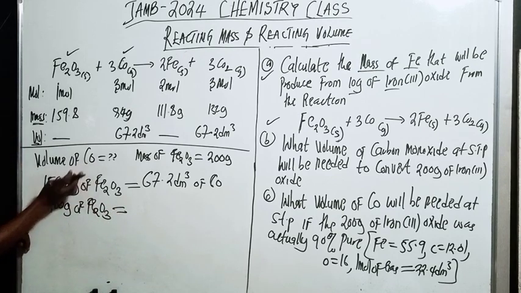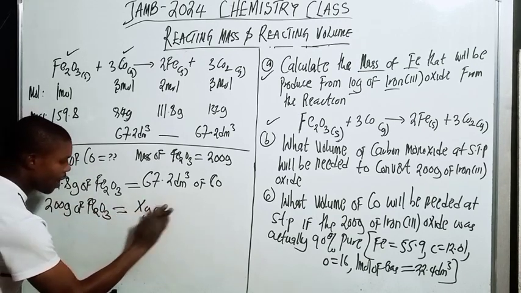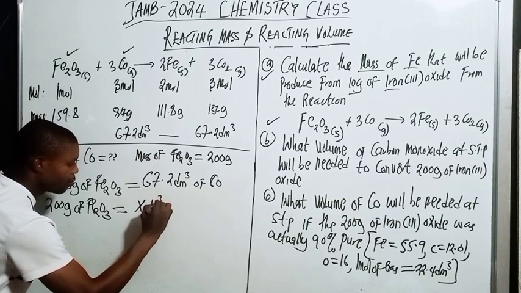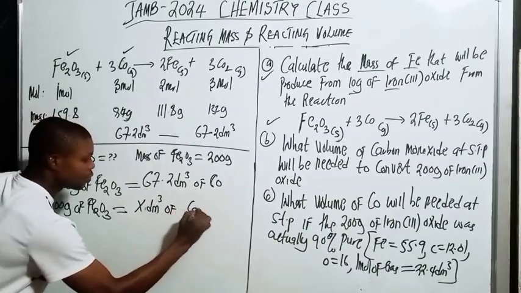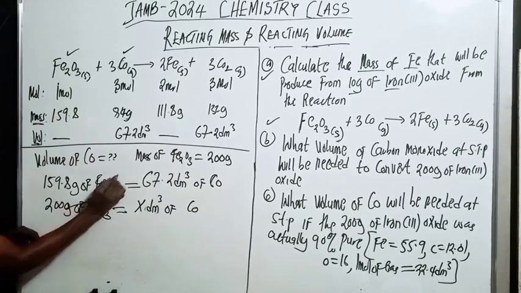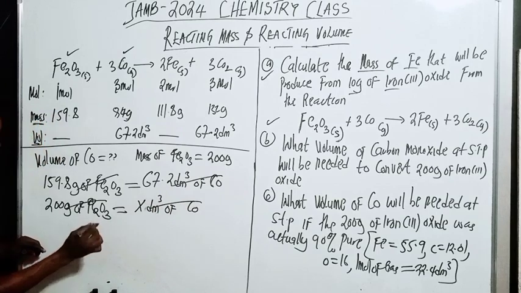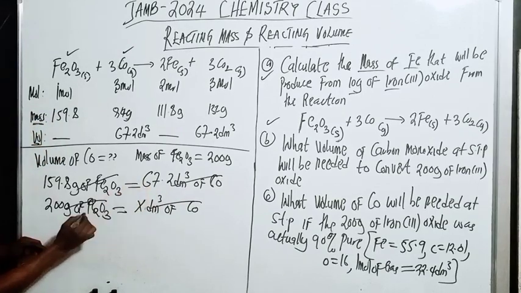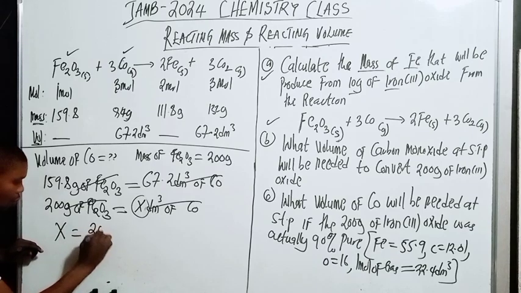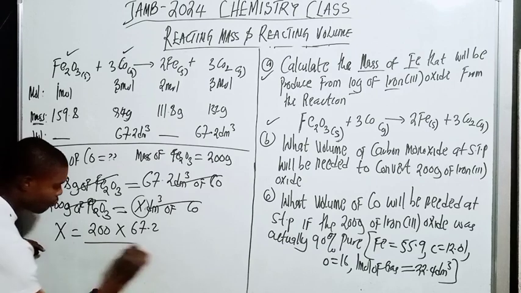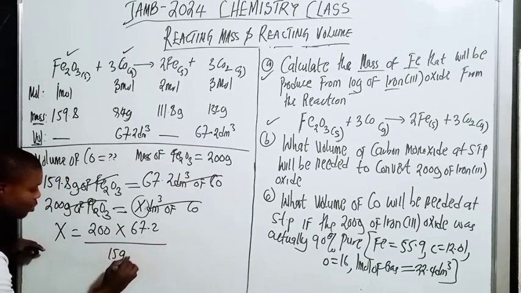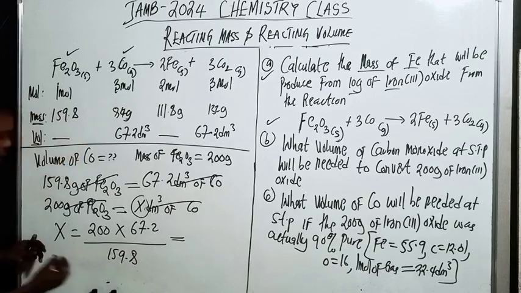Fe2O3 equals what? Here you go, to be what? X dm³ of what? Of CO. If you check very well, this one cancels out this one here, and this one cancels out this one here. So you are making X the subject of the formula here. This times this divided by this, so X equals 200 times 67.2 over 159.8. Do you understand?